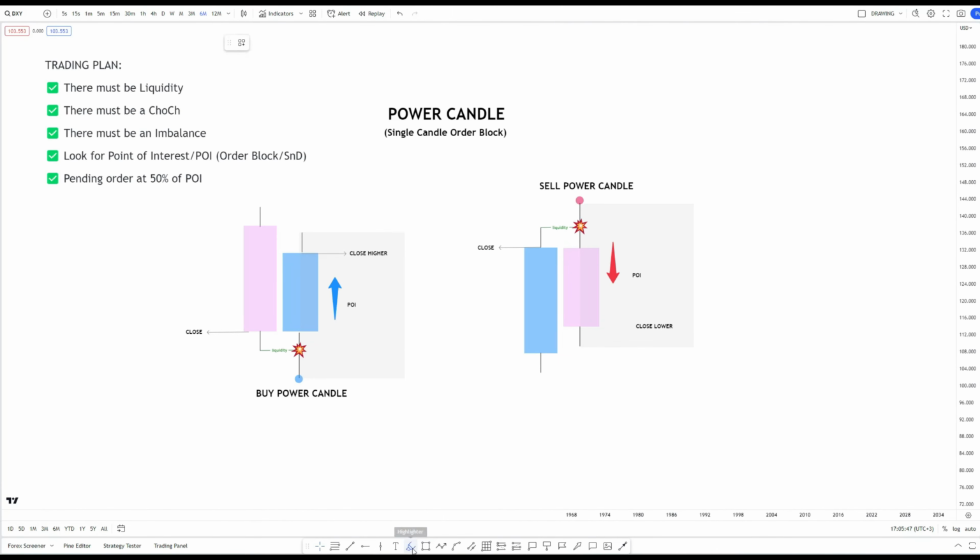You might be wondering if it is feasible to enter a trade every time you see a power candle. Yes, but you don't want to enter a trade blindly. Always seek confirmation. For example, if you spot a power candle on H4 or D1, you could switch to a much lower time frame such as M5 or M15 and replicate the process as per your trading plan. That means you need to spot a liquidity sweep, a change of character, and an imbalance in your lower time frame, and then mark your order block.